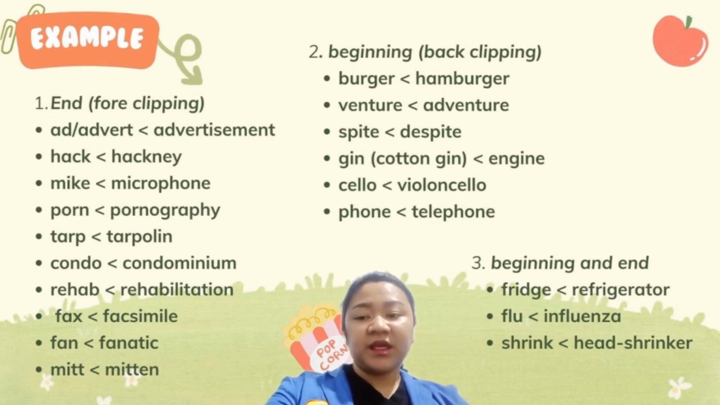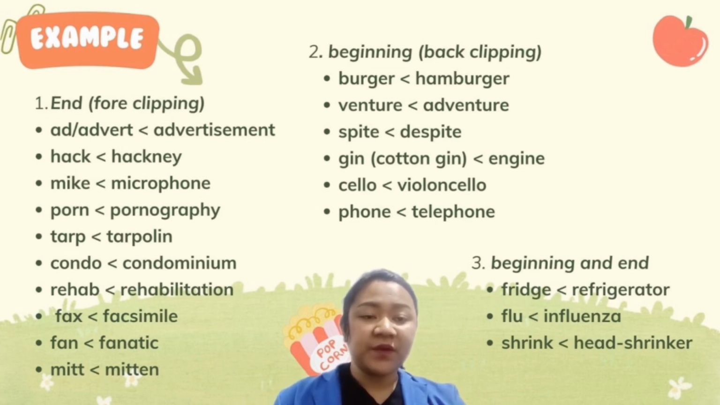The third and last one is beginning and end. In this type of clipping, part of the word is removed from the beginning and the end of the word. For example, fridge for refrigerator, flu for influenza, string for hat shrinker.